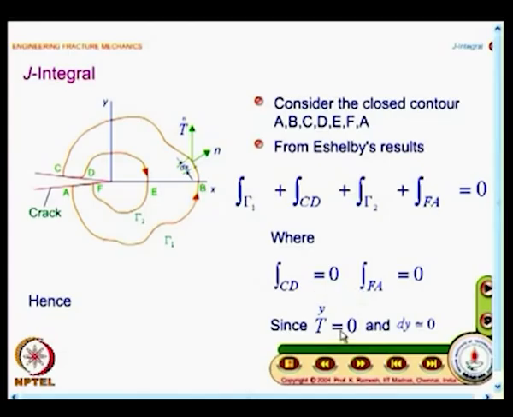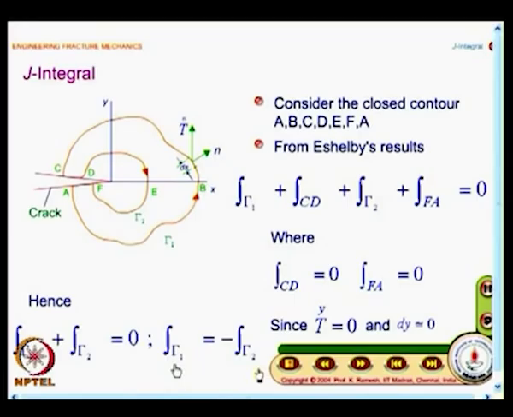The reasons are stated here. Because it is a free surface, the traction is 0 and it is a very fine crack. So, dy equal to 0. Do not get misled by this V shape, this is for illustration, it is put like this. So, when these two integrals go to 0, we get a very interesting result. Integral over the contour 1 plus integral over the contour 2 equal to 0.